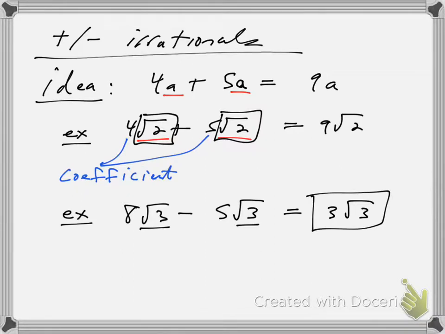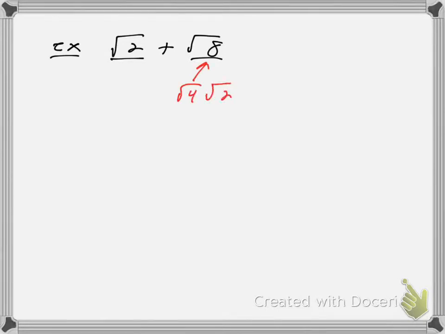Of course, we can make it more complicated, so why not, right? And the way I could make this more complicated is if I did something like this. Square root of 2 plus square root of 8. Well, I can't combine those because they're not the same root. But notice that I can simplify this one. This is actually square root of 4 times square root of 2, isn't it? Which is 2 square root of 2.